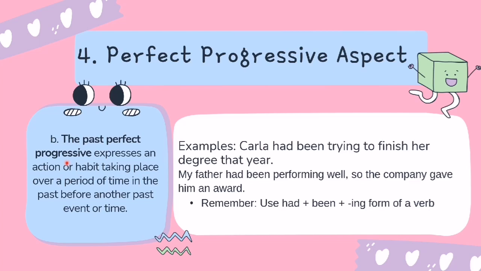Letter B, the past perfect progressive. It expresses an action or habit taking place over a period of time in the past before another past event or time. Examples: Carla had been trying to finish her degree that year. My father had been performing well, so the company gave him an award. Remember, use had plus been plus the -ing form of a verb.